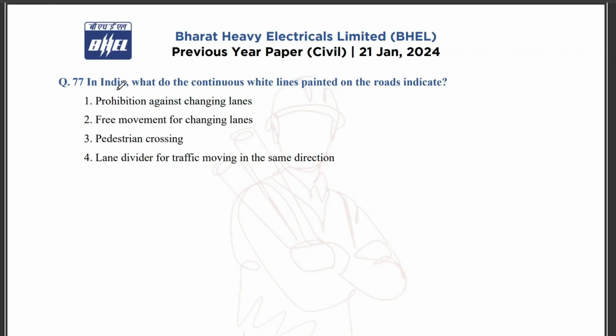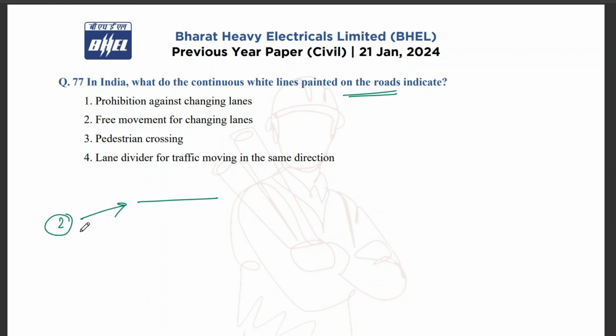Okay, 77. In India, what do the continuous white lines painted on the roads indicate? So there are two types of lines. One is single continuous line and second one is double continuous line. Single continuous line denotes that the vehicle must stay within their lane and is not allowed to change lane. And second, double continuous line is the prohibition lane, where crossing and overtaking is strictly prohibited. So here the answer is single continuous line, which indicates the prohibition against changing lanes.